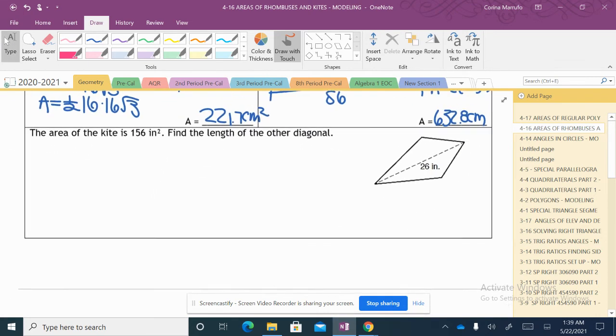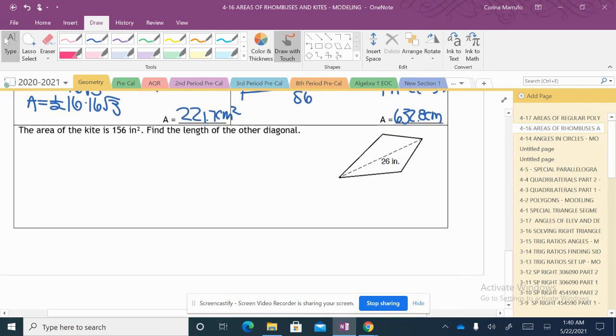And the last problem. So here it says the area of the kite is 156 inches squared. Find the length of the other diagonal. So they do give us one of the lengths, but we're missing this diagonal right here. So I'm going to write out my formula. Area equals 1/2. You take your first diagonal and multiply it times your second diagonal.